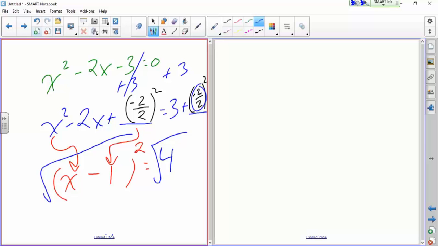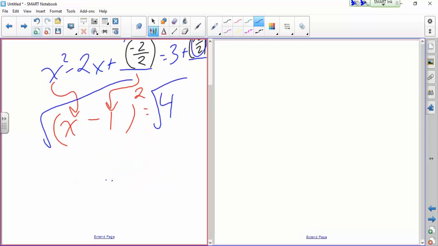So what is x minus 1 squared square rooted? Just x minus 1. So x minus 1 is equal to? Plus or minus 2. Thank you, plus or minus 2. Okay, so what do we do for the final step? I heard add 1. Okay, so we add 1. These cancel. And so what are my values now? What are my answers? X is equal to 1 plus or minus what?